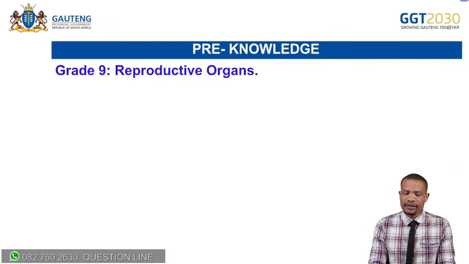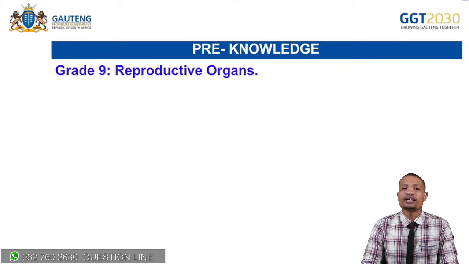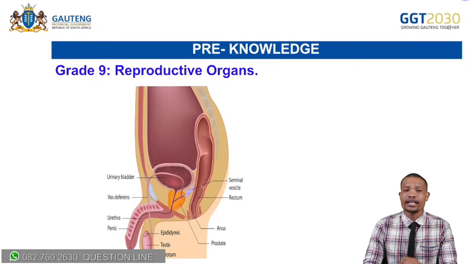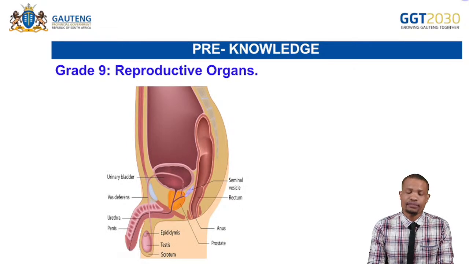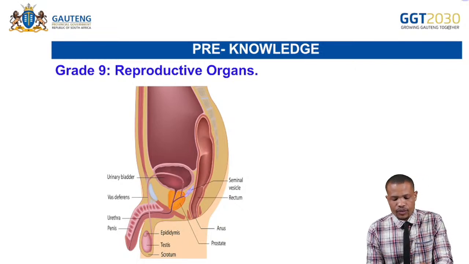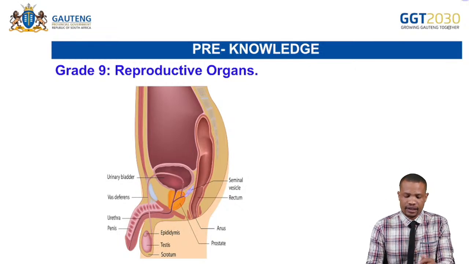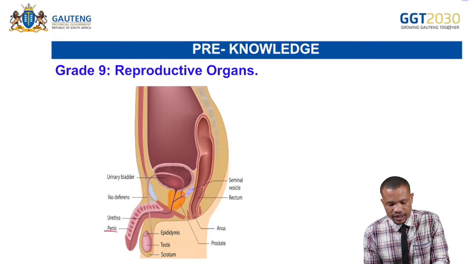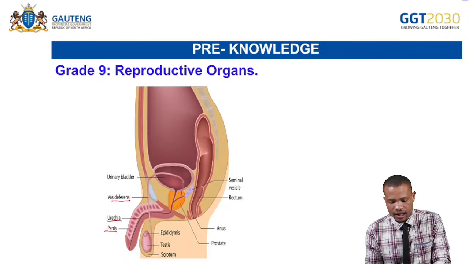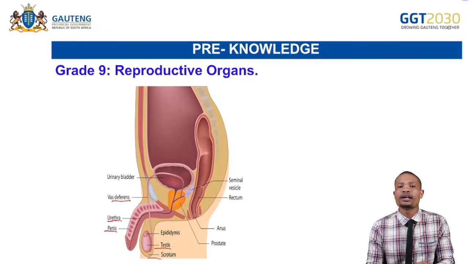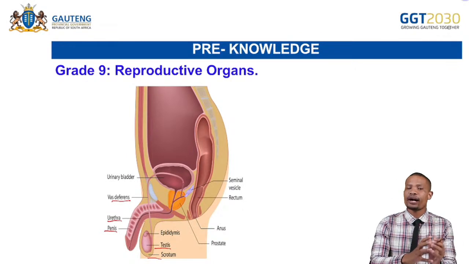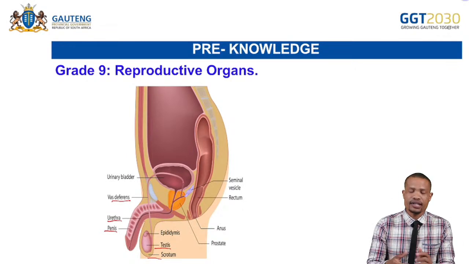Okay. Then, in our previous lesson, we learned about the reproductive organs. We looked at the male reproductive organs and we looked at the female reproductive organs. So let's quickly brush through that while we still remember. We said that the reproductive organs of the male include the penis, the urethra, the vas deferens or the sperm duct. And we have the testes, maybe your scrotum as well. And that's basically all the most important parts of the male reproductive system, okay?